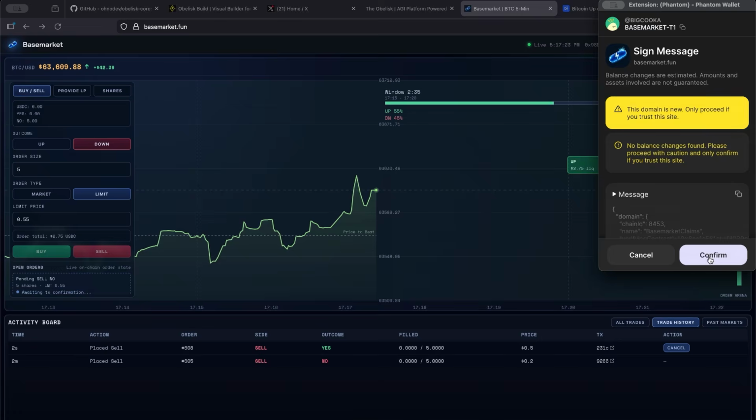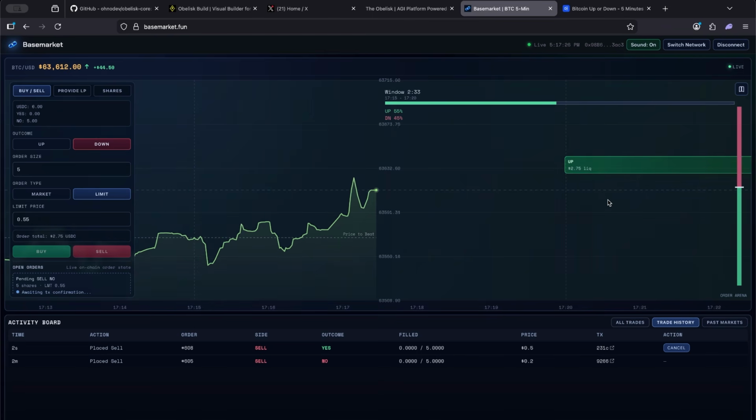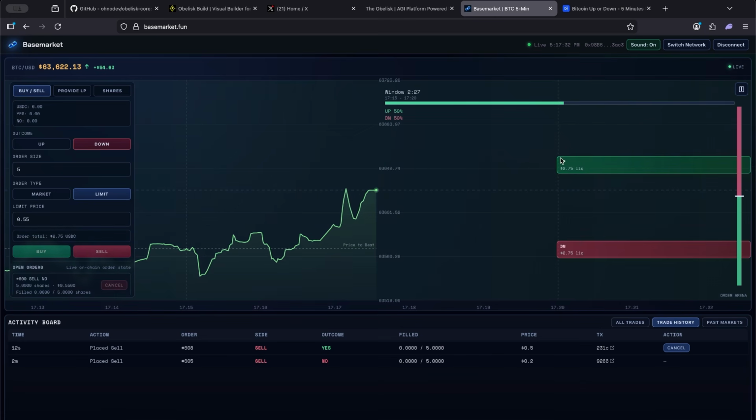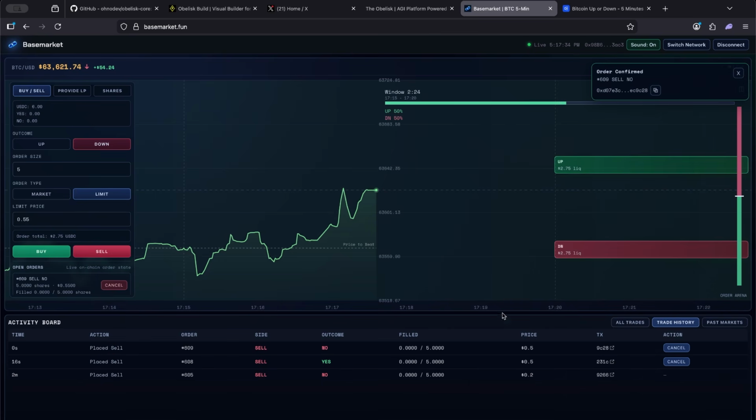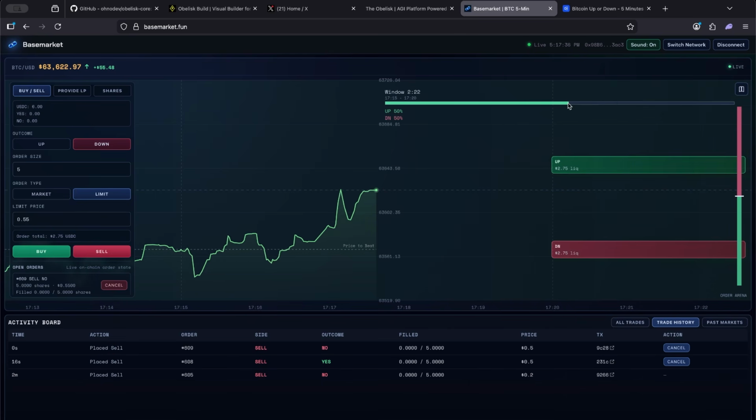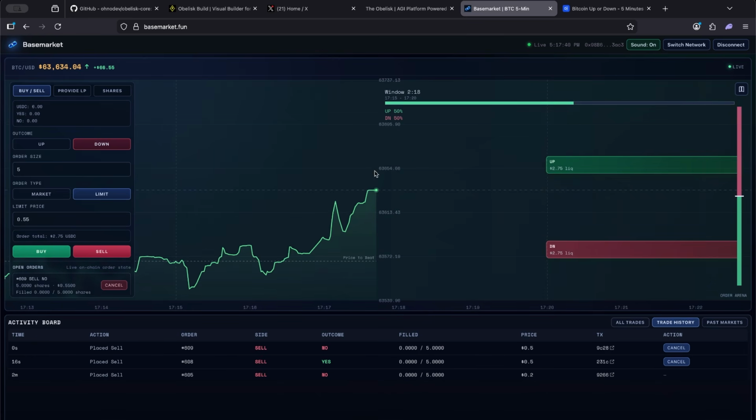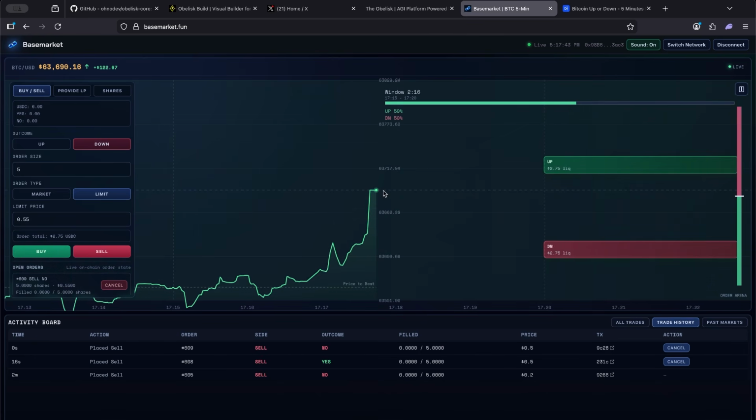Okay, and we're gonna sell our 5 down shares. This is exactly what the LP bot is doing. At the beginning of the round, it's selling some up shares and down shares for 50 cents each. Now, the obvious problem here is if you wait until the last couple seconds of the round, you can obviously see where the price is going to resolve. It's going to resolve above, right?